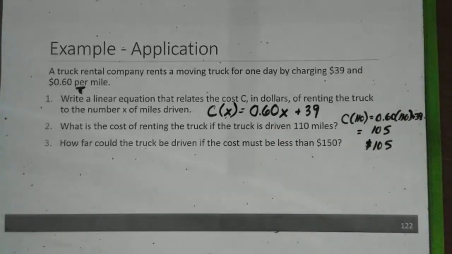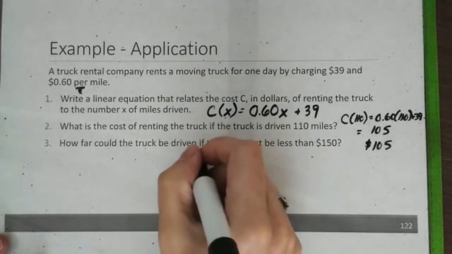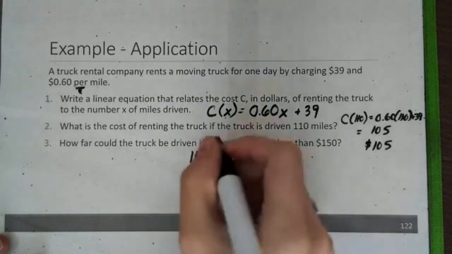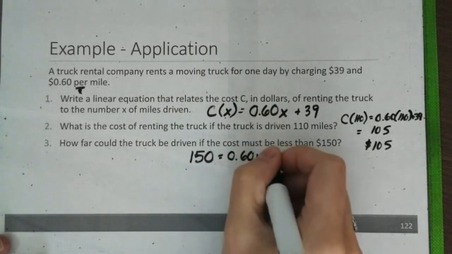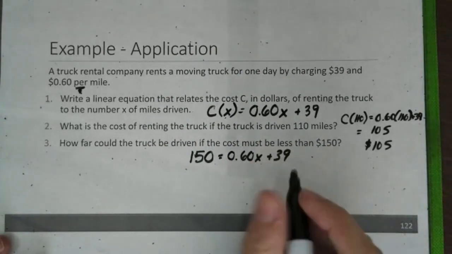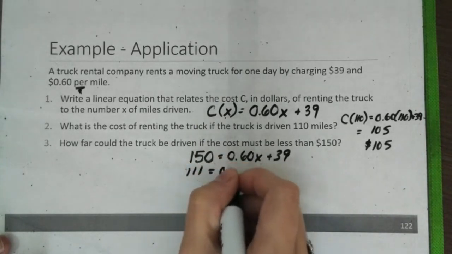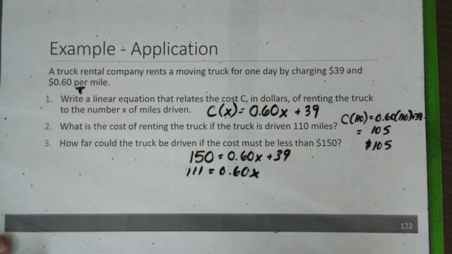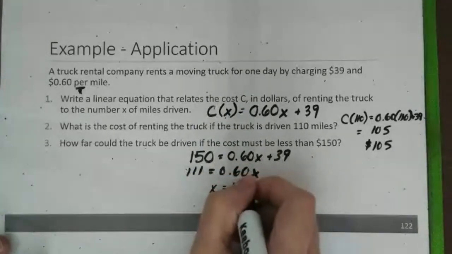How far could the truck be driven if the cost must be less than $150? So this time we're replacing the cost with $150, and we want to know how far we can drive. So we're solving for X. So that 150 is equal to 0.60x plus 39. If I subtract 39 from both sides, we get 111 is equal to 0.60x. And then if I divide both sides by 0.60, we get x is equal to 185.